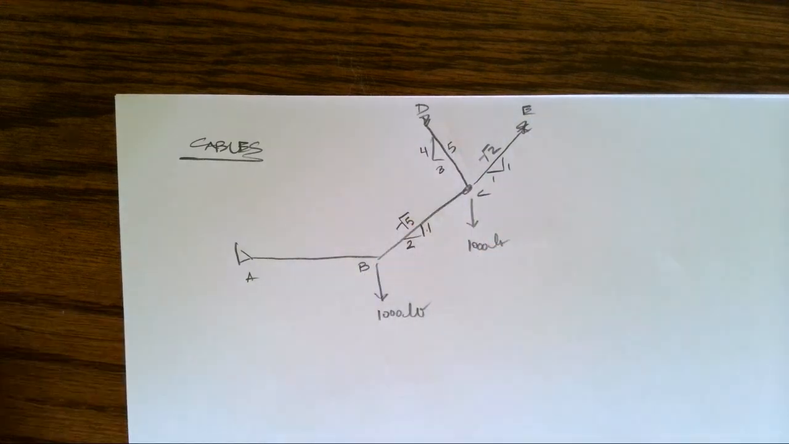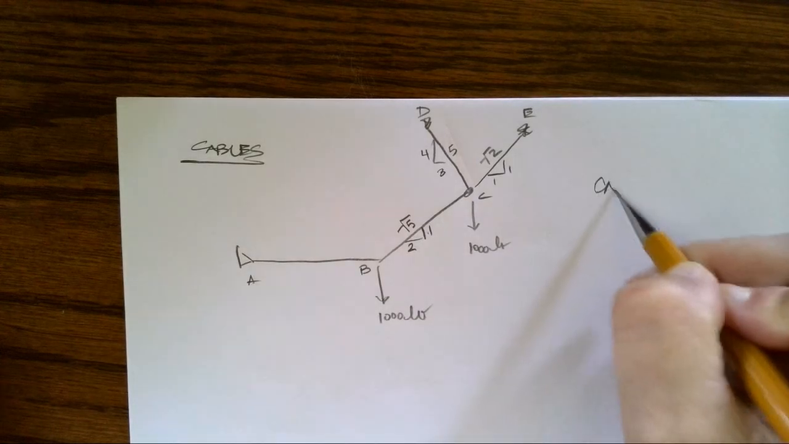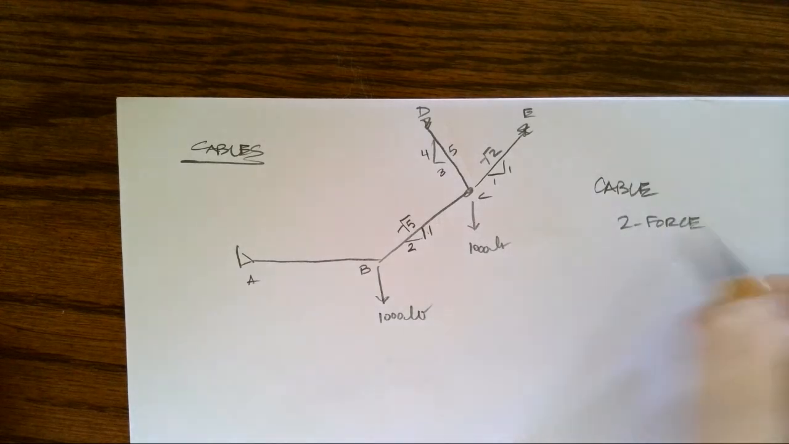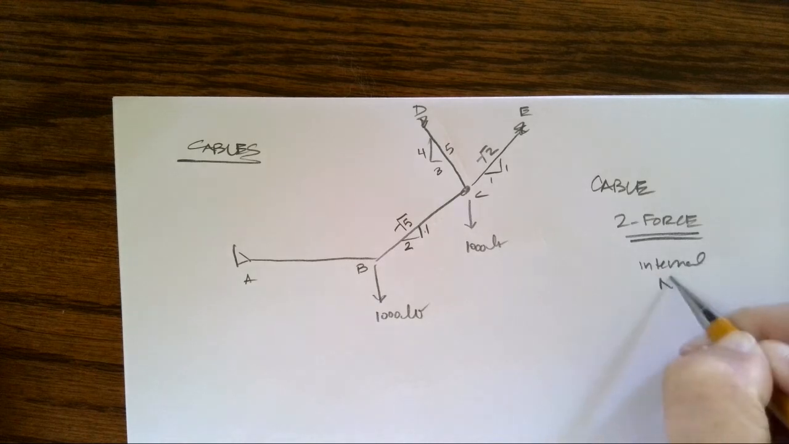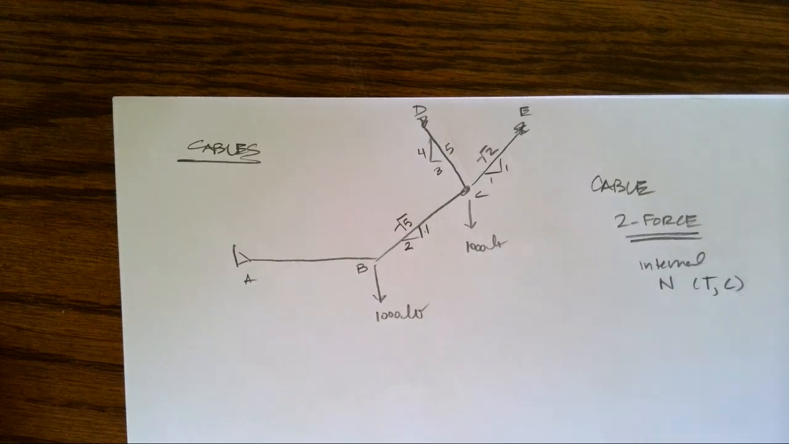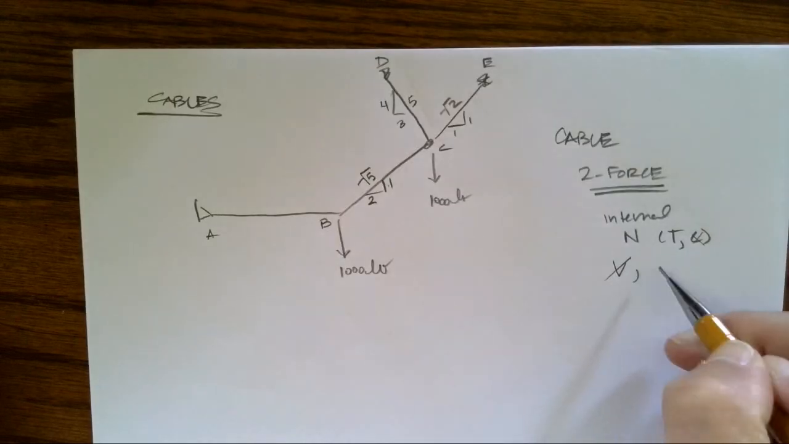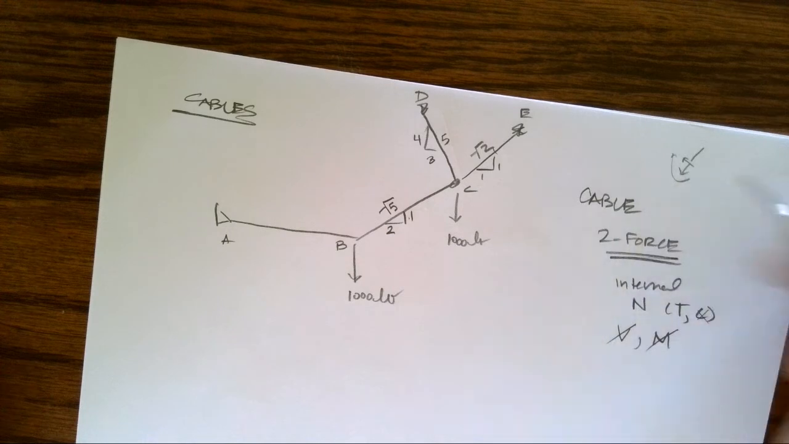So this might be something that you're given. And the question might be, what are the forces in each of these cables? One thing to remember with a cable and truss members is they are 2 force members. Okay, so when we get to internal forces, we'll have an internal normal, which is going to be tension or compression. In cables, hopefully just tension. Trusses, tension and compression. We will not have internal shear. We will not have internal moment. If I cut this cable and I want to look at the internal forces that are taking place, normal would be the only thing that I would see.